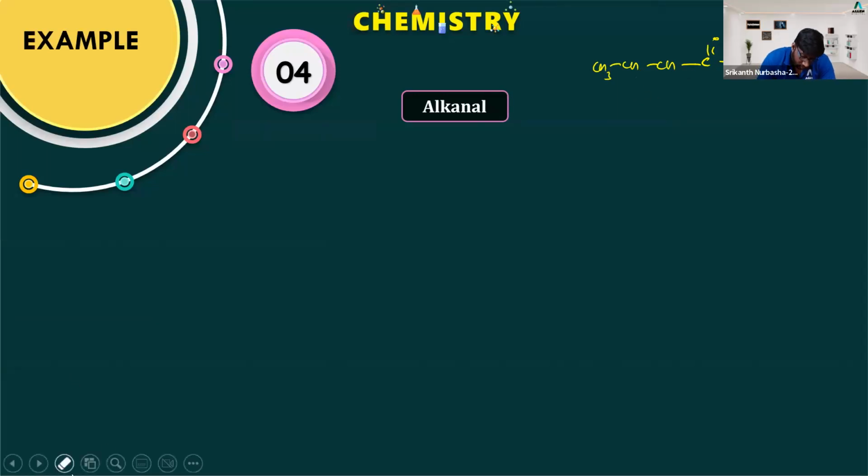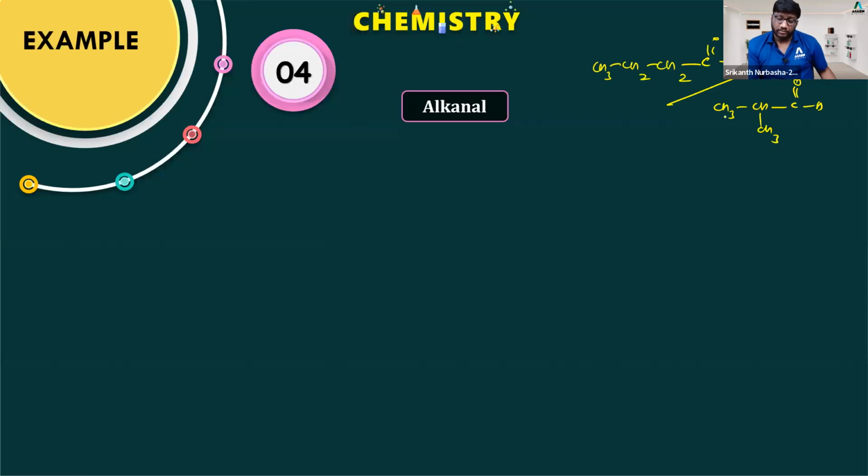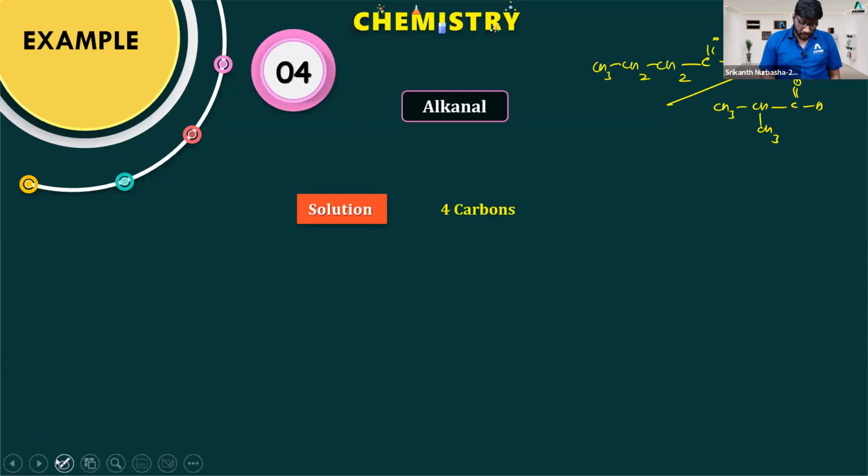Yes or no? I can have CH3, CH2, CH2, C double bond OH. I can have CH3, CH, CH3, C double bond OH. So these two are going to have a different number of carbon atoms in the long chain. So that will show chain isomerism with a minimum of 4 carbons.